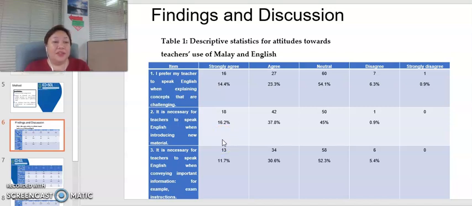Question number 2, it is necessary for teachers to speak English when introducing new materials. Again, the findings state that neutral response is 45%, and 37.8% agree with teachers using English when introducing new material. Question 3, necessary for teachers to speak English when conveying important information. The same result, the highest is neutral, where the students are neutral whether using English or the native tongue when conveying important information, which is at 52%.